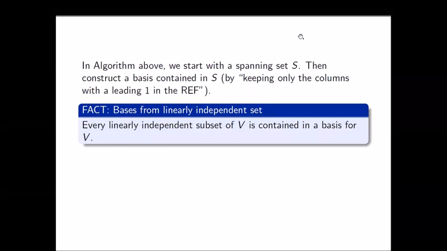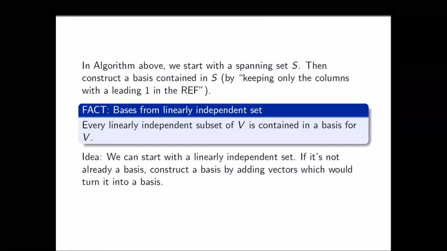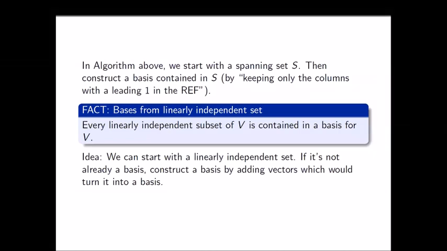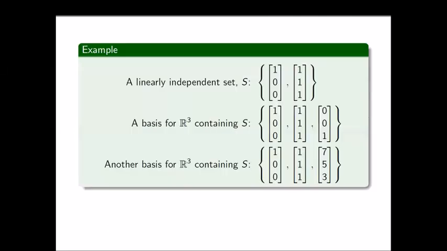On the other hand, it's important to note that every linearly independent subset of V is contained in some basis for V. So the idea is that we can start with a linearly independent set, and if it's not already a basis, that is, if it doesn't span the subspace already, we construct a basis by adding vectors which do not disrupt the linear independence, and that would turn the set into a basis.